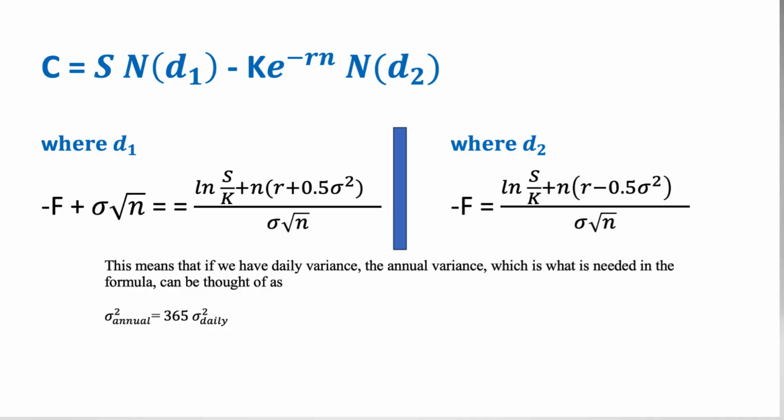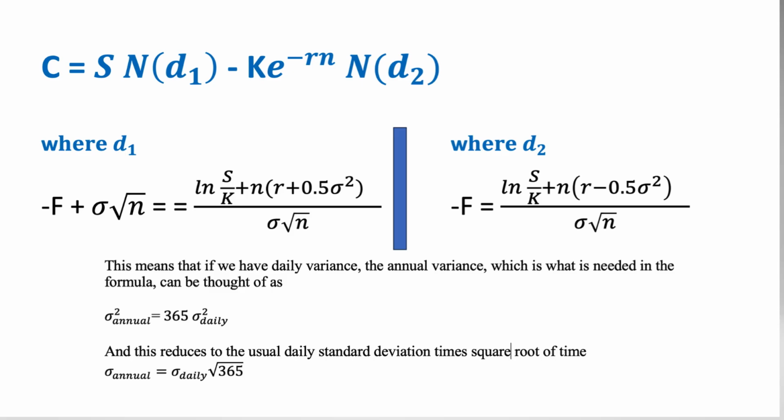The annual variance is equal to 365 times the daily variance. And this reduces to the usual daily standard deviation times square root of time when we get just the sigma. However, number of actual days can also be used rather than 365.